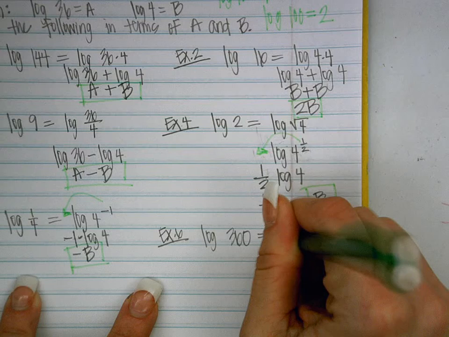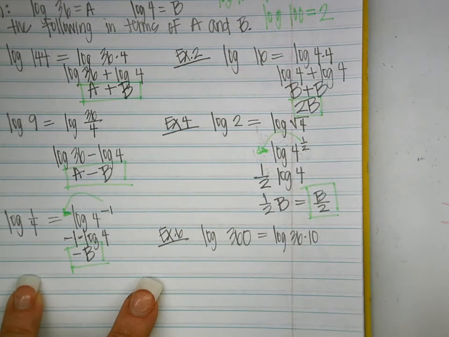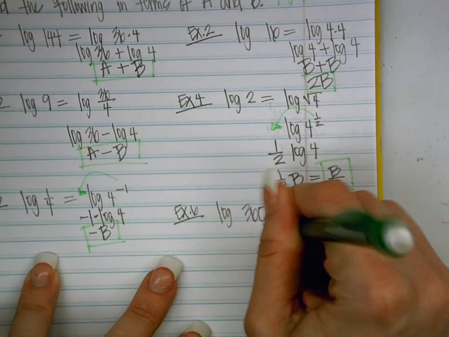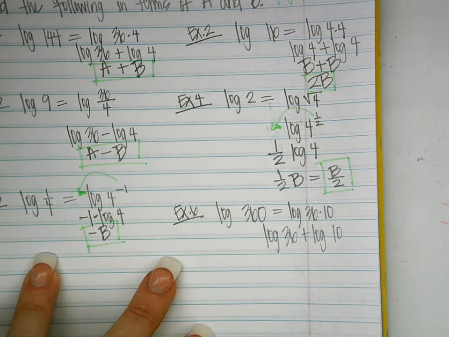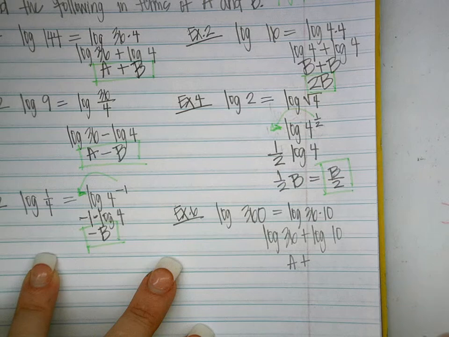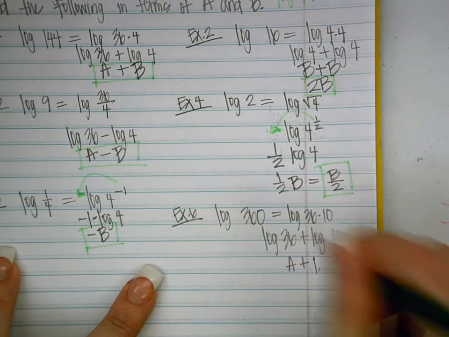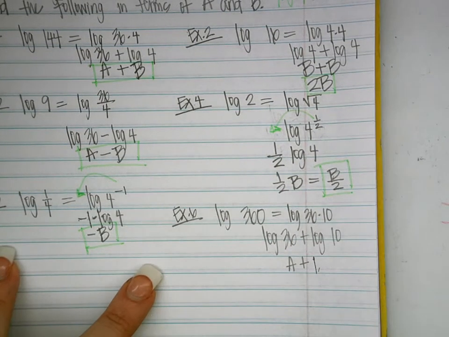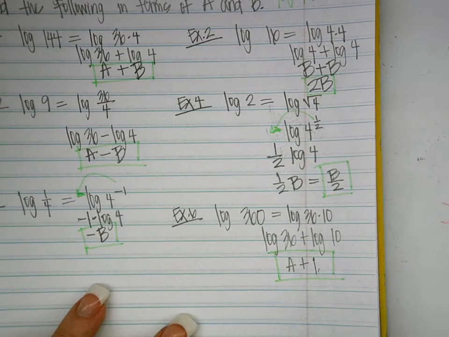So this one could be broken down to be log 36 times 10. What does multiplication break into? Addition. So log 36 plus log 10. What can I substitute for log 36? A plus, what do I substitute for log 10? What's log 10? 1. Because remember the missing base is 10. A plus 1, or if you write 1 plus A, does not matter. Either way, you broke that down correctly. Do we have any questions?